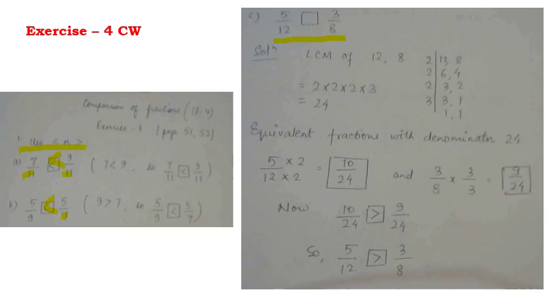C. 5 by 12 and 3 by 8. Now what kind of fractions are they? Unlike fractions, so we'll find the LCM of 12 and 8. I have shown you how to find the LCM of 12 and 8. We have already studied it in the previous chapter. So the LCM of 12 and 8 is 24.